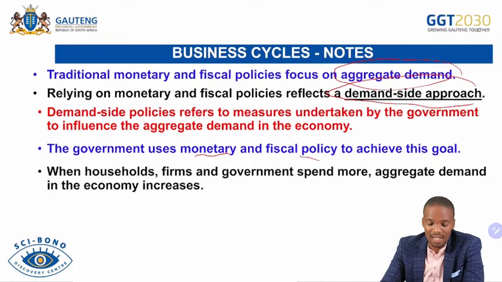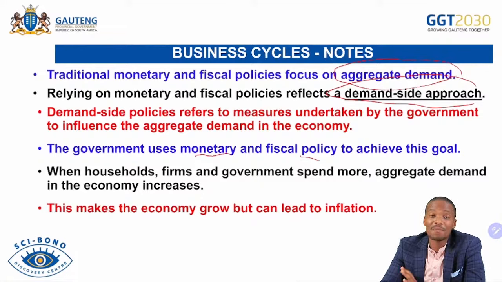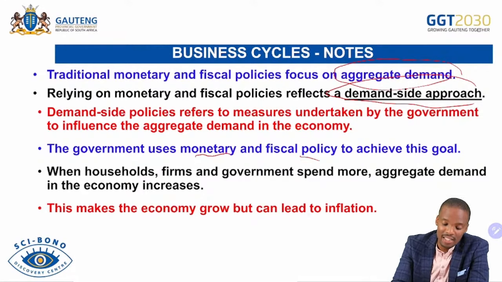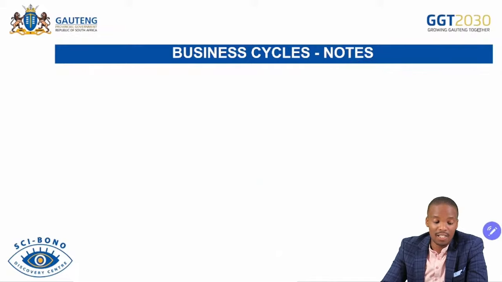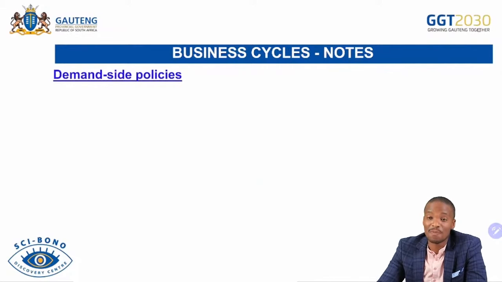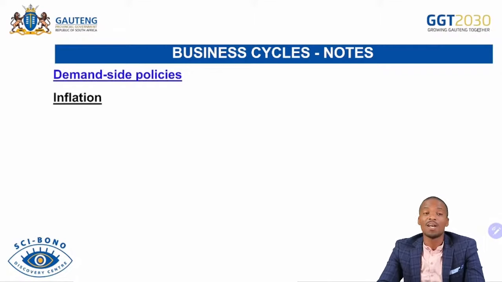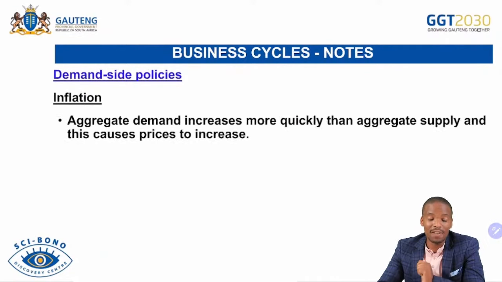When households, firms, and governments spend more, aggregate demand in the economy increases. But that is a problem because that leads to inflation. And if we look at our demand side policies now, a question might say to you, discuss the demand side policies, or what are the demand side policies? We are realizing that the first one is inflation. Aggregate demand increases quicker than aggregate supply. This causes prices to increase.